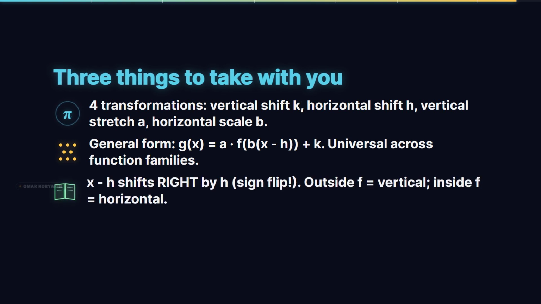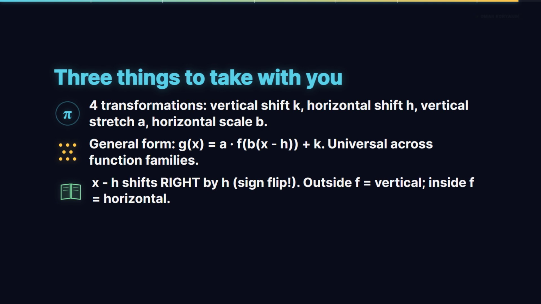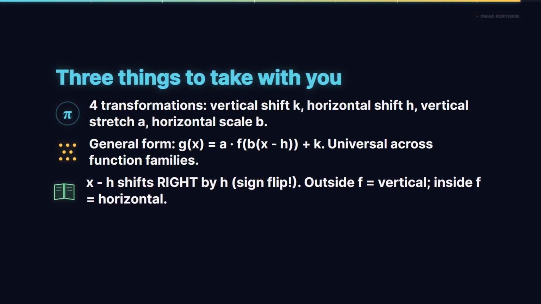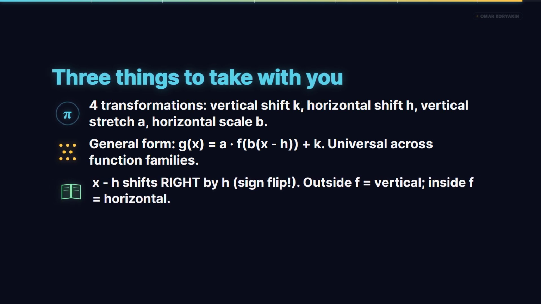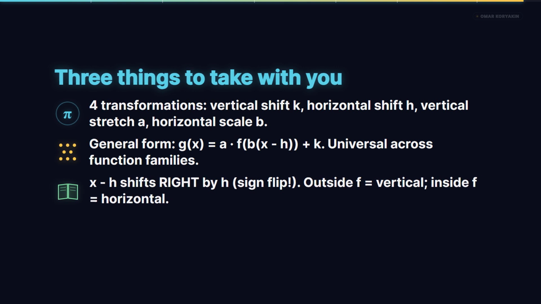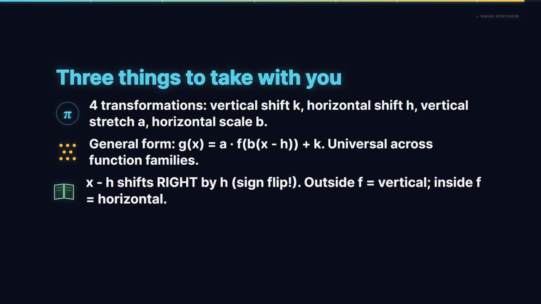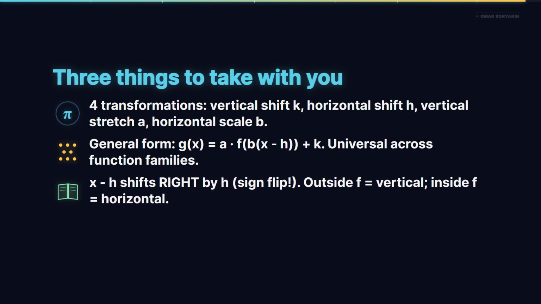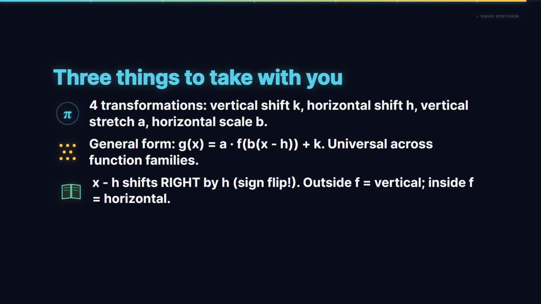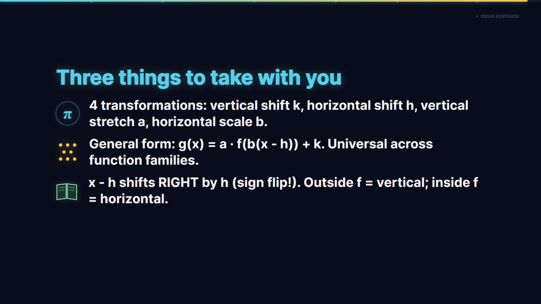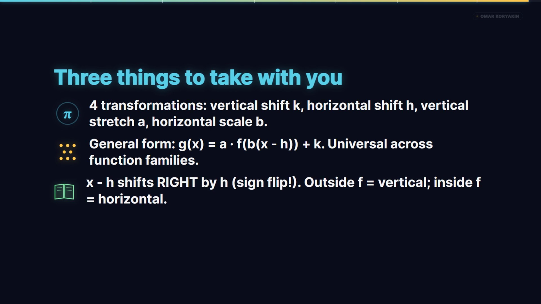Third, 2 sign conventions are worth memorizing carefully. The horizontal shift sign is opposite to what the formula appears to say. f of x minus 3 shifts the graph to the right by 3, not the left. And anything outside f is a vertical transformation, while anything inside f is a horizontal transformation. Memorize both conventions deliberately to avoid the most common transformation errors.